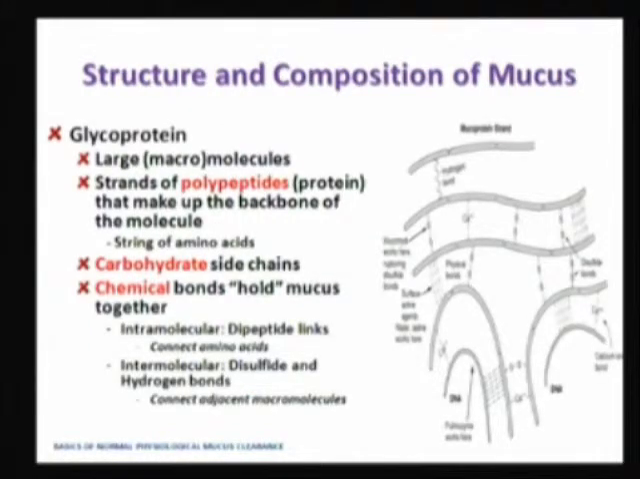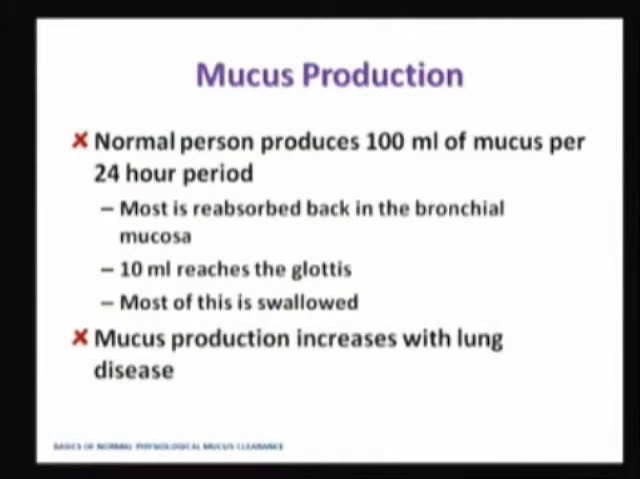The bonds are the objective of medication: to break up the bonds, to let the mucus be more easily removed from the body. Normal production per 24 hours is about 100 milliliters per day. It's reabsorbed back in the bronchial mucosa. 10 milliliters reach the glottis, and most of this is swallowed.